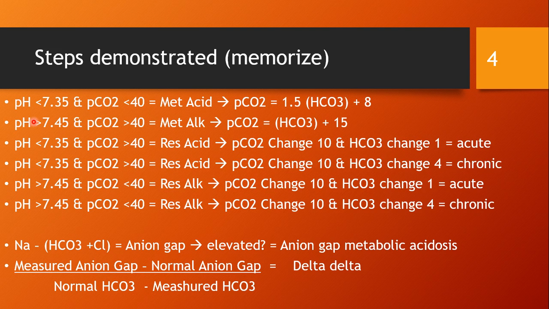Next step. And I'll work through these in problems, so you'll see how this works. Different situation. Let's say in this one, the pH is greater than 7.45. Well, now we're dealing with an alkalosis. We know that right off the bat. We can put alkalosis in our answer.